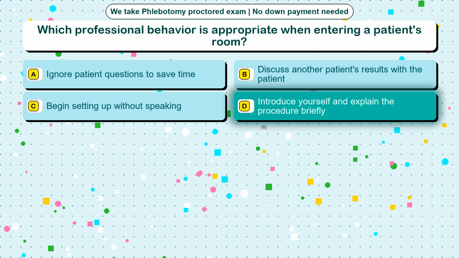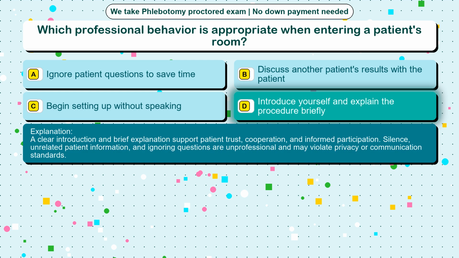The correct answer is option D. Introduce yourself and explain the procedure briefly. A clear introduction and brief explanation support patient trust, cooperation, and informed participation. Silence, unrelated patient information, and ignoring questions are unprofessional and may violate privacy or communication standards.